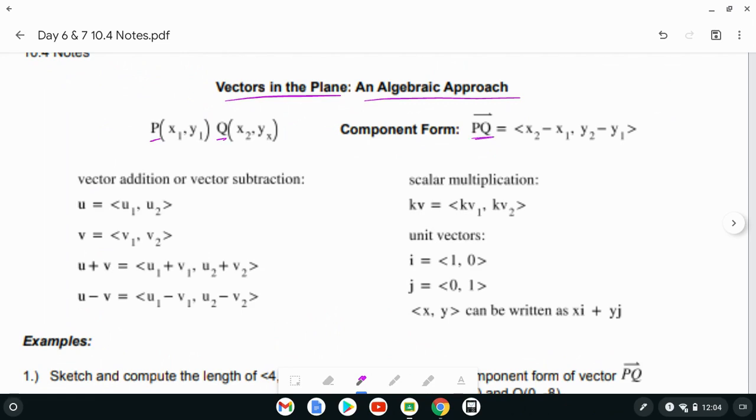The component form of this vector can be found using this right here. Do x2 minus x1, y2 minus y1. That is the component form of your vector.